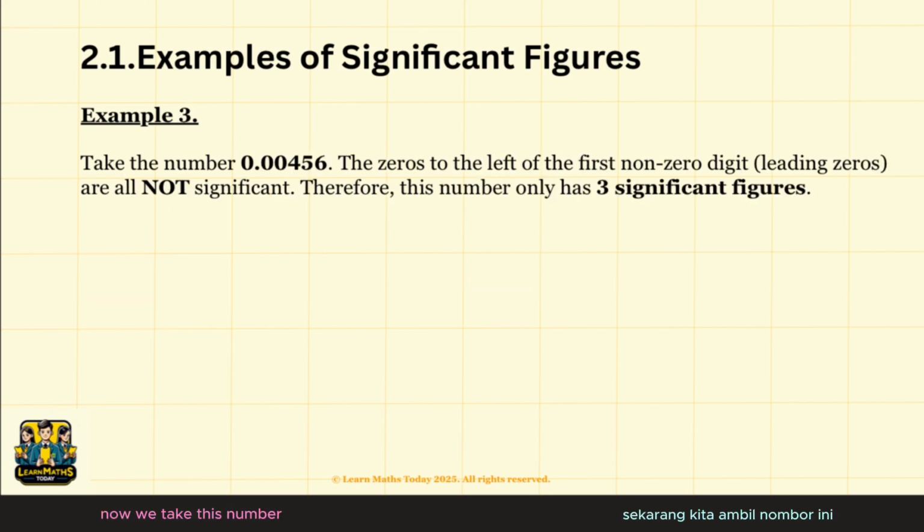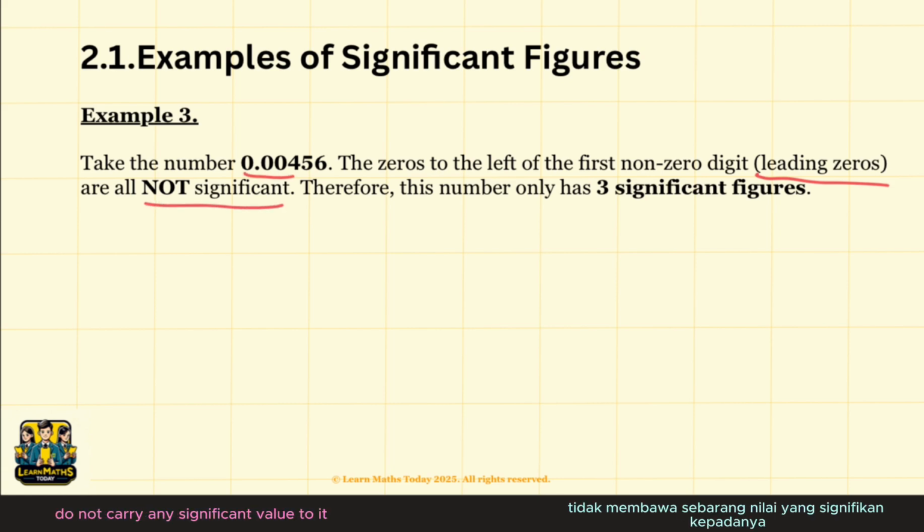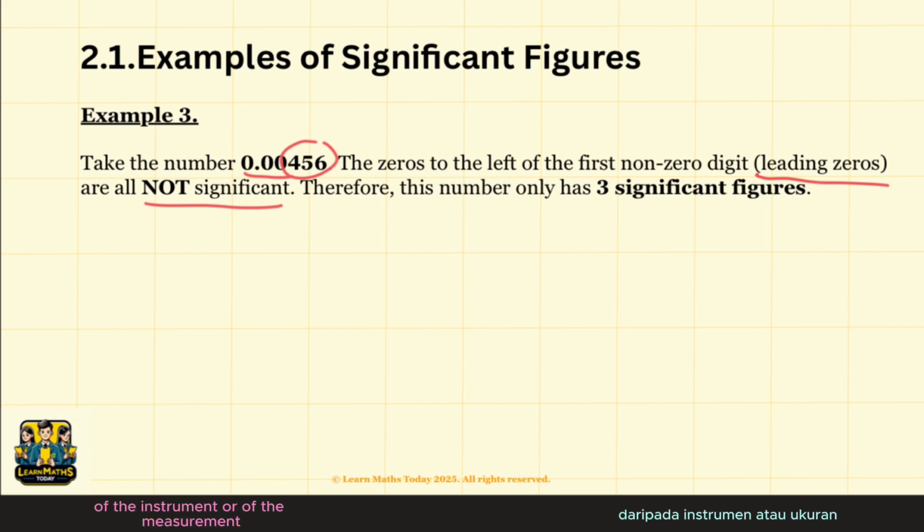Now we take this number. The zeros to the left of the first non-zero digit are leading zeros and are all not significant, because these zeros do not carry any significant value to it. Therefore, only these values can tell us the precision of the instrument or of the measurement. Therefore, there's only three significant figures.